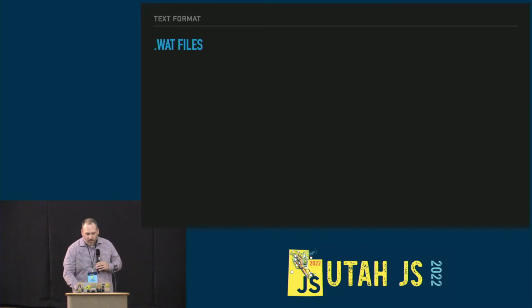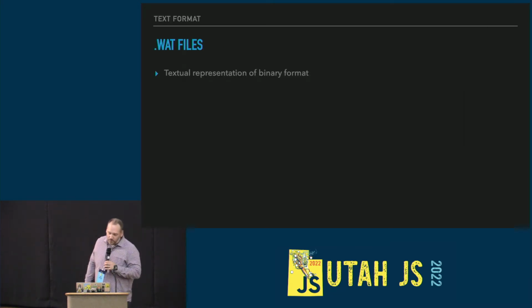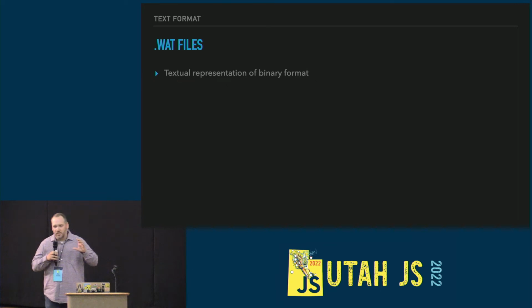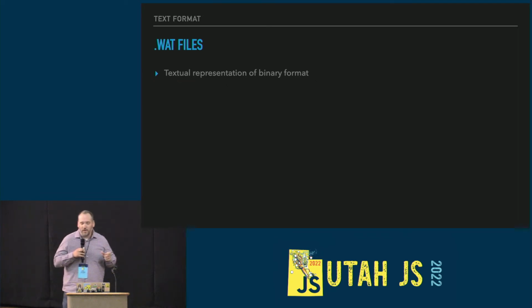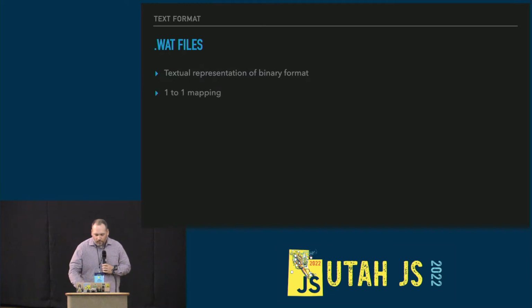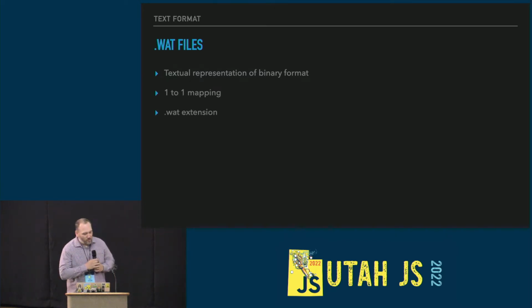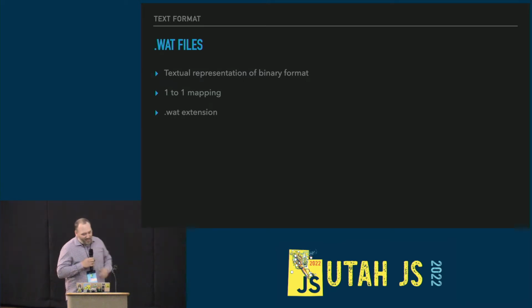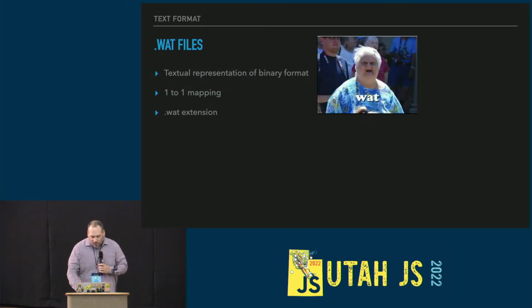Next, let's look at the text representation. Sometimes you hear it called an intermediate step, but really all it is is a one-to-one mapping from the binary file so that humans can read it. One-to-one map. And it's called .wat. It was .wast, but I don't know who came up with this. So .wat.